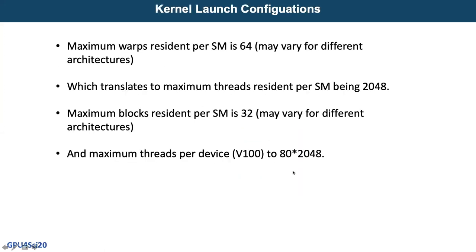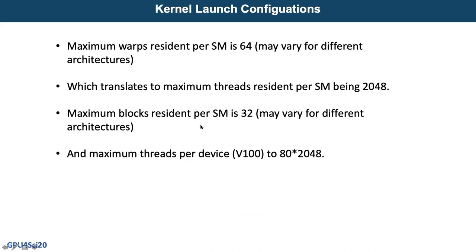But there are some physical limits. For example, for the V100 device that we have on our system that you're currently using, the maximum number of resident warps per SM is 64. That translates to 2048 resident threads per SM, because each warp consists of 32 threads, and the product of 32 and 64 is 2048.